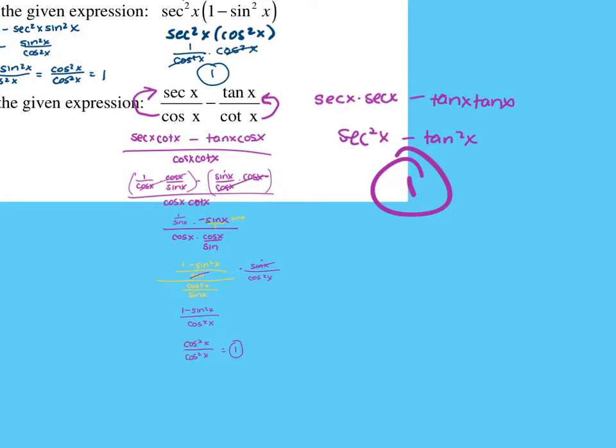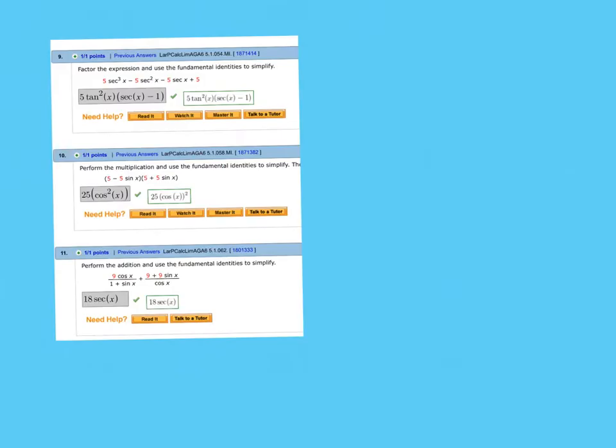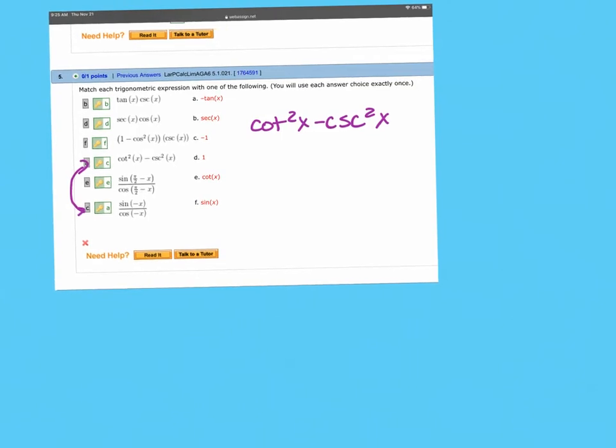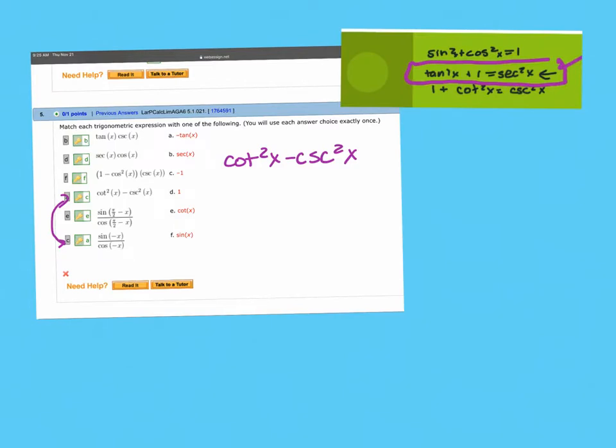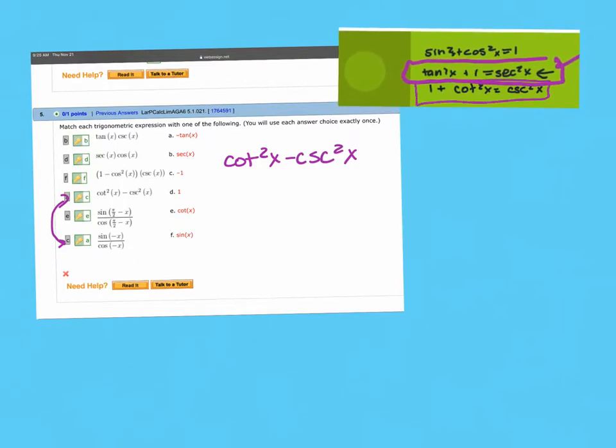Questions on the warm-up? So 5, what did I tell you, A and C were switched, right? These two are switched. 5 said cotangent squared x minus cosecant squared x. So if you go back to your Pythagorean identities, there's one with cotangent and cosecant. If it's 1 plus cotangent squared equals cosecant squared, I subtract the cosecant squared, and then I have to subtract the 1. So cotangent squared minus cosecant squared would equal negative 1.